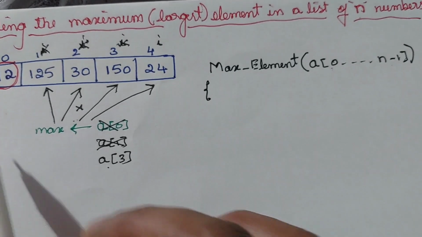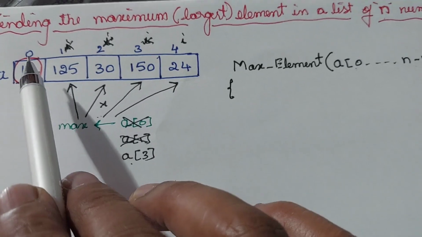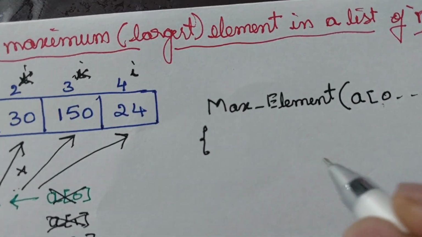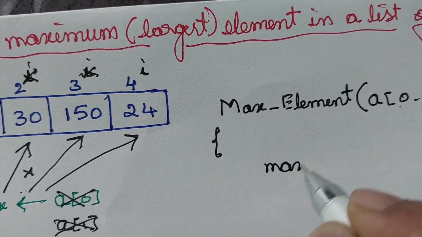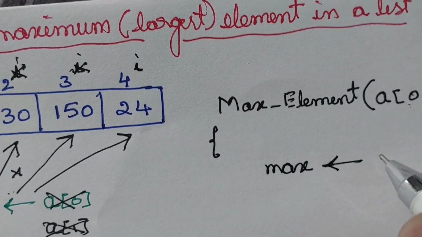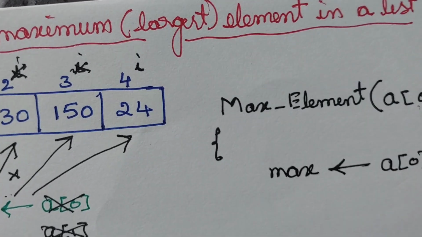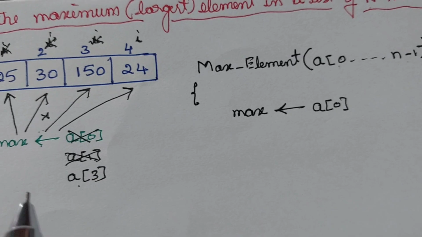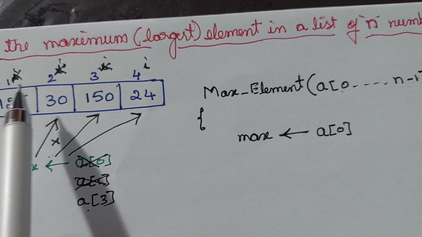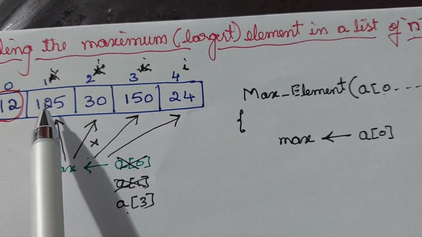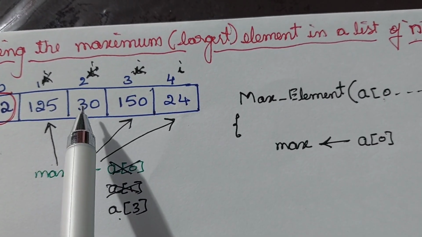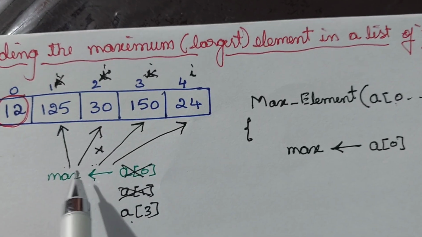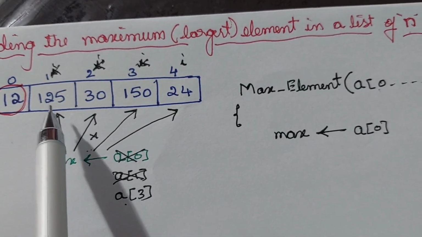Now, what is the first step we did here? We assumed that the first element itself is the maximum. So I will take one variable max, and A[0] itself is the maximum element, that is what we assumed. Next, I compared the next elements one by one. I compared A[1] with max, A[2] with max, A[3] with max, A[4] with max. Like that I'm comparing my maximum element with all other elements.